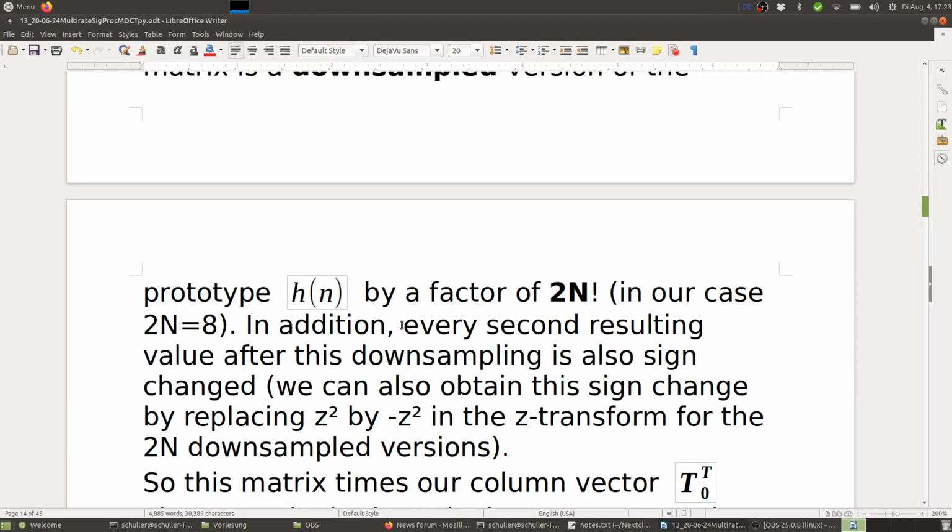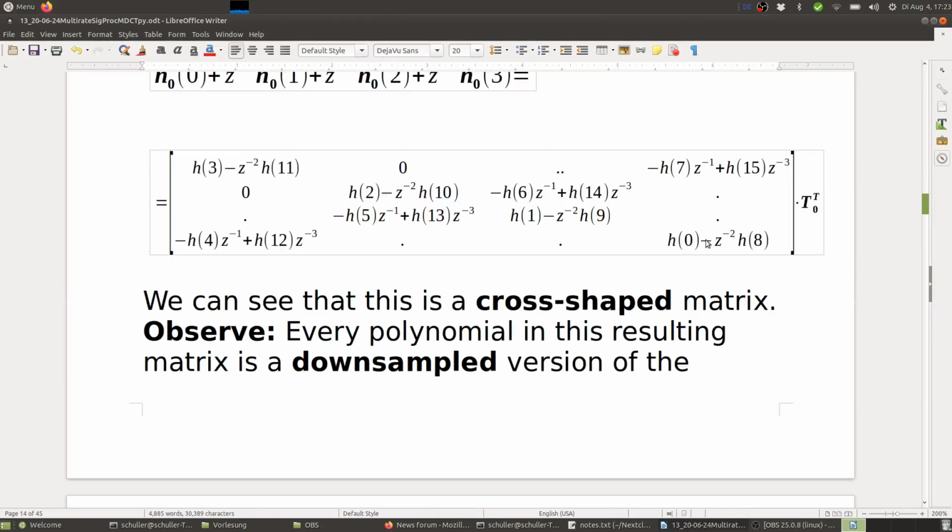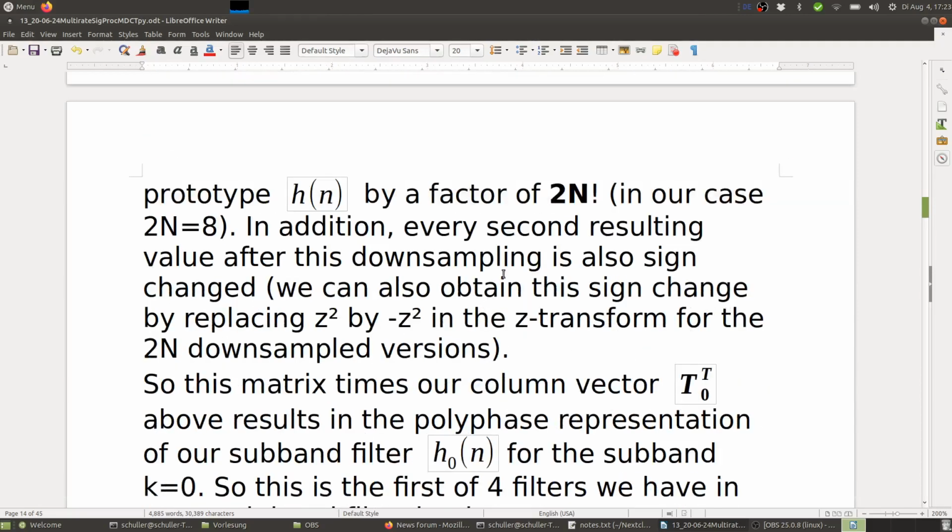Yeah. So in addition, every second resulting value after this downsampling is also sign changed. Right? When you look at this here, first is plus, second is minus. Over here, first is minus, second is plus. So there's also a sign change after every second value. So we can also obtain this sign change by replacing z squared by minus z squared in the z transform for the 2n downsampled versions. Right? So basically we are absorbing the sign into the z factor.